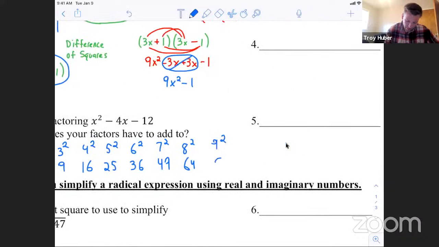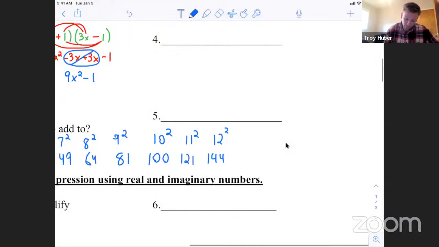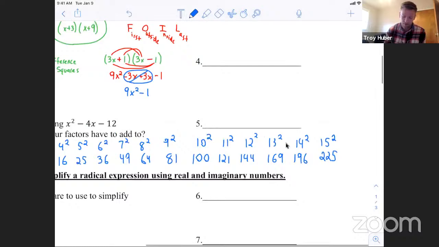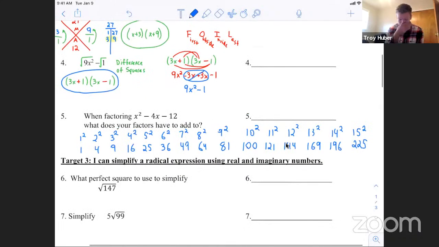9 squared is 81. 10 squared is 100. 11 squared is 121. 12 squared is 144. 13 squared is 169. 14 squared is 196. And 15 squared is 225. I stopped at 15 just because I don't think we'll need to go any higher than 15. And that's all the ones that I know off the top of my head. All right, but let's use these to answer some questions.